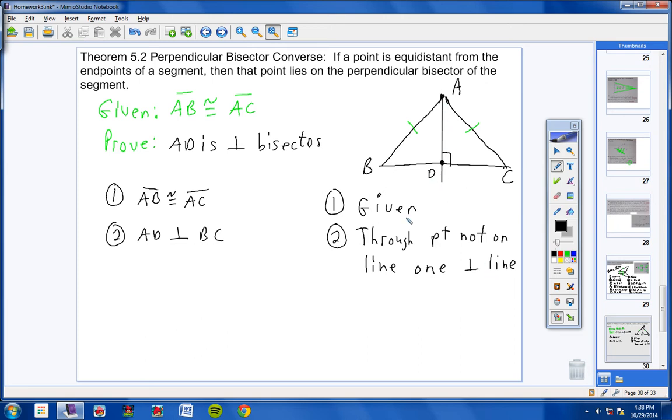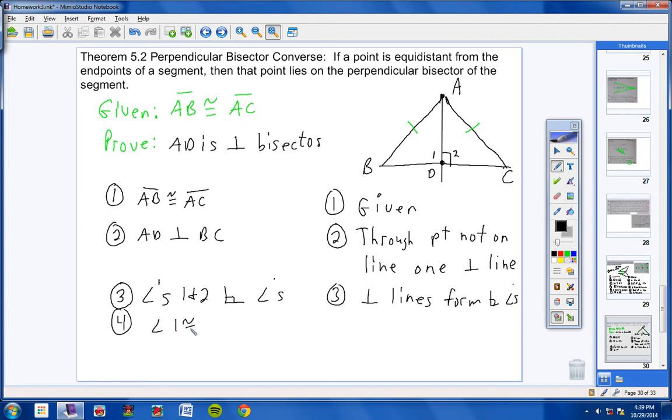Okay? So I know I can draw a perpendicular line. I've done that. Okay? Now, next, I'm going to state that, I call this 1 and 2, angles 1 and 2 are right angles. Okay? Because perpendicular lines form right angles. Okay? Next, I can state they're congruent, because right angles are congruent. Okay?